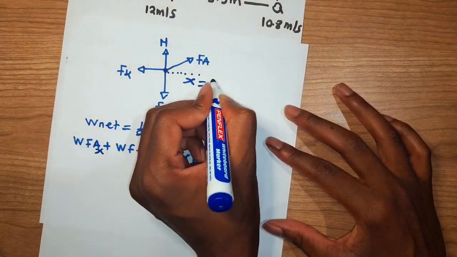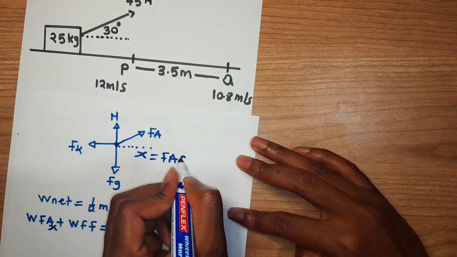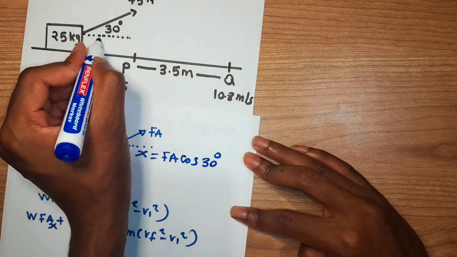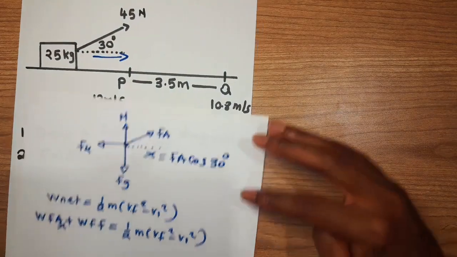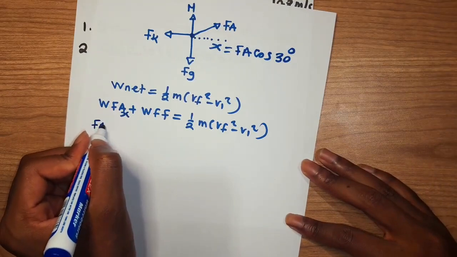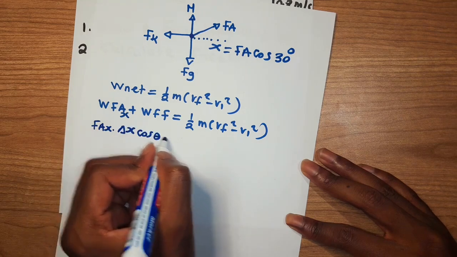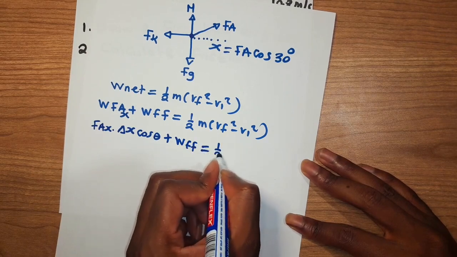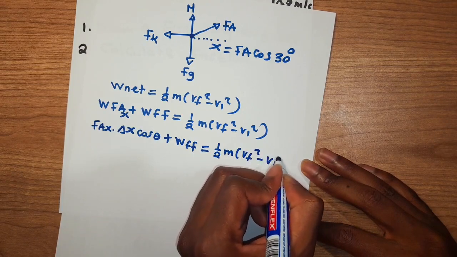So the X component is going to be the force applied times the cos of 30 degrees. We are actually looking for this part, force applied times the cos of 30 degrees. And then it means that we're going to have the force applied in the X direction times the change in X, times the cos of theta. Let's just leave the work done by friction as it is. And then we're going to have 1 over 2 m times V final squared minus V initial squared.